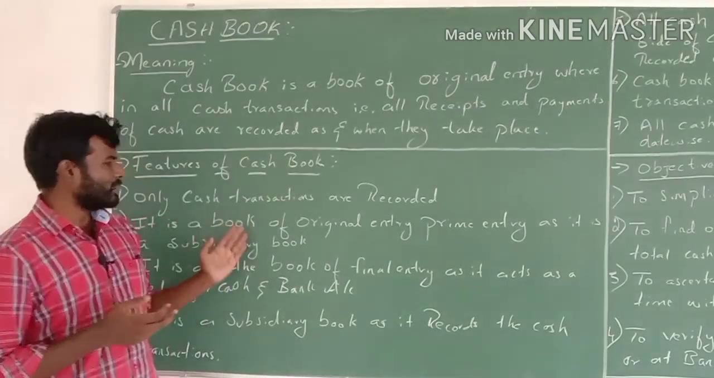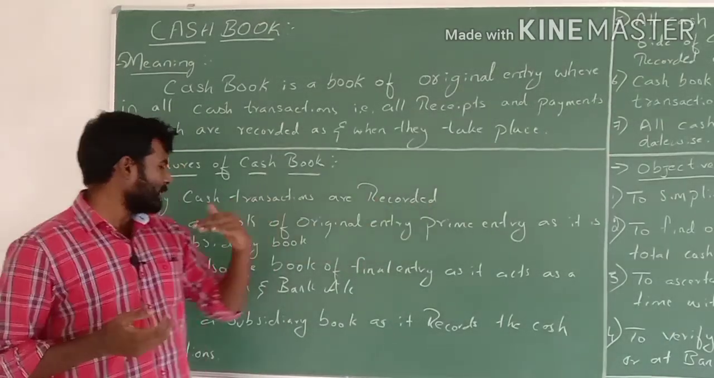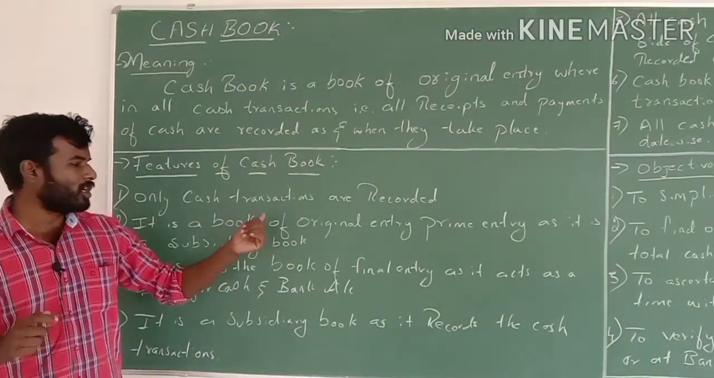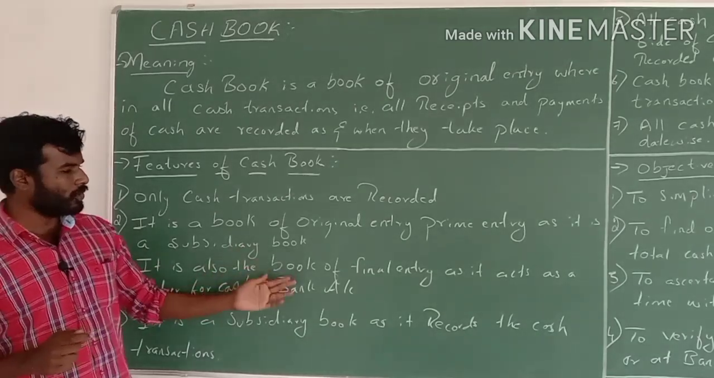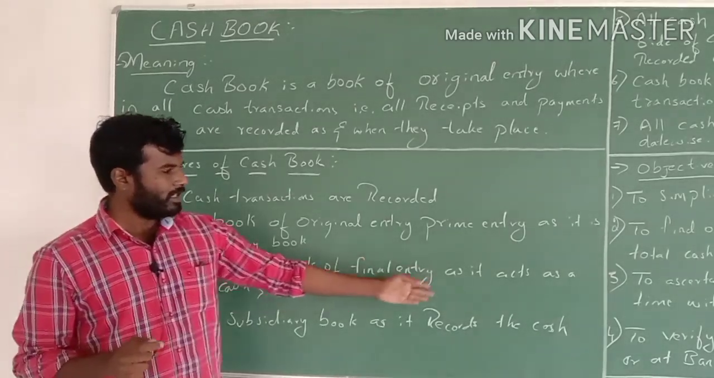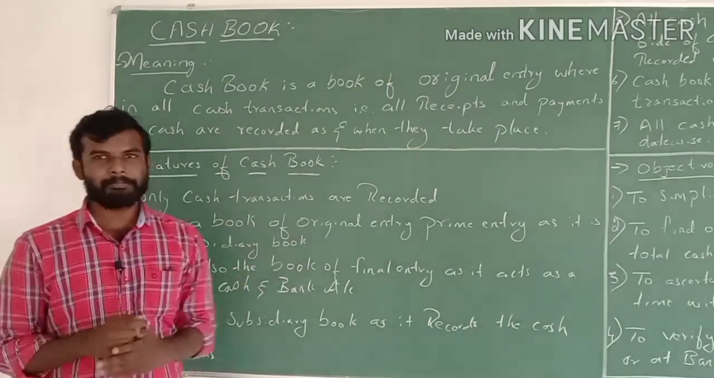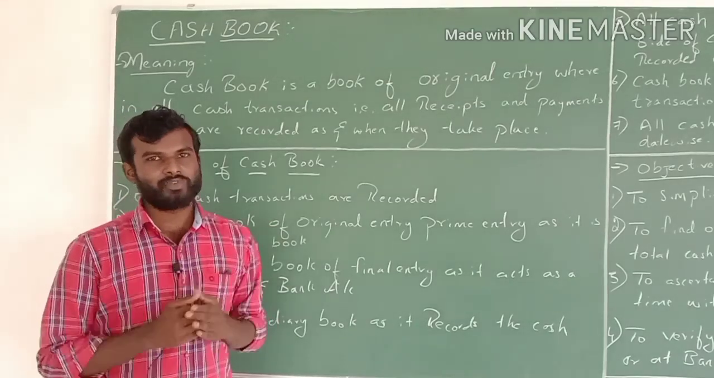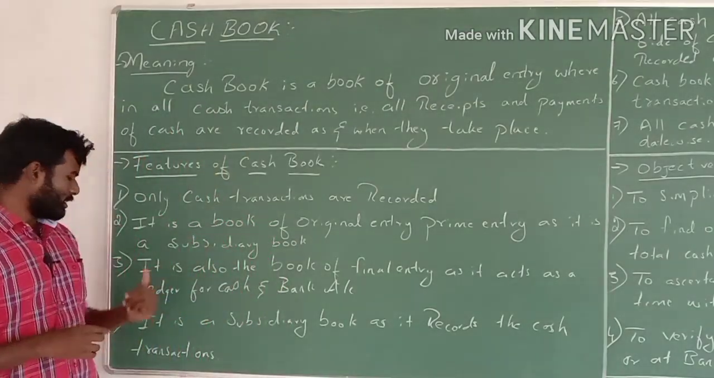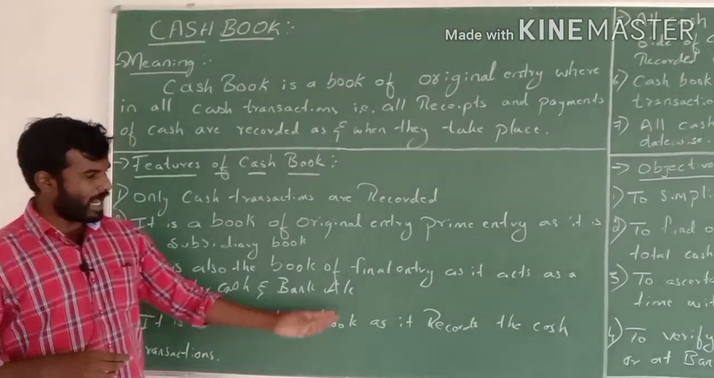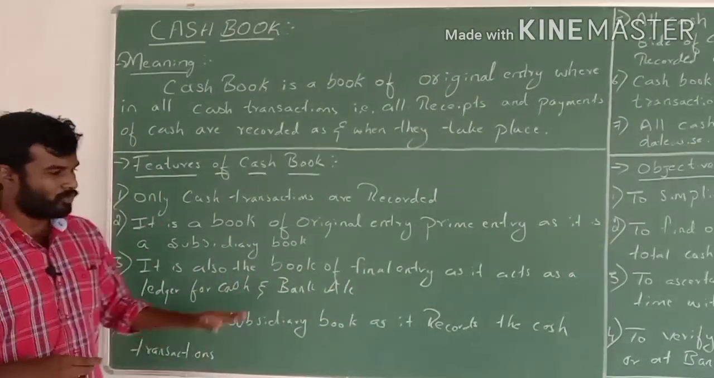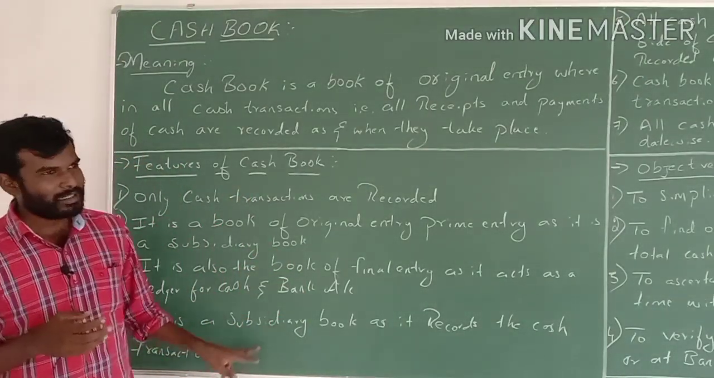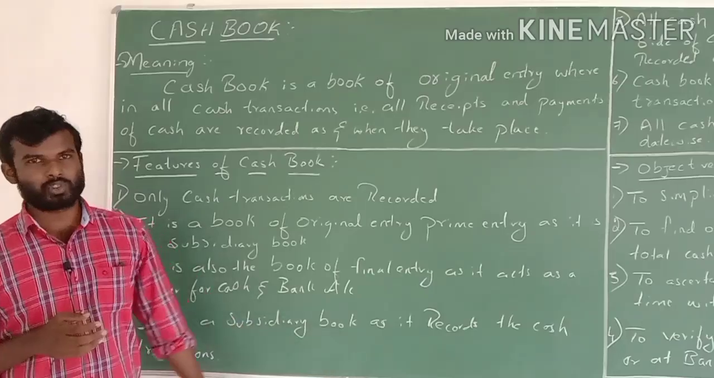So here also the same, it is a book of original entry or prime entry, as it is a subsidiary book, because cash book is a subsidiary book where the original transactions will be recorded for the first time. The next point is that it is also the book of final entry, as it acts as the ledger for cash and bank account. While coming to the problems, it will be known that it acts as a ledger for the cash as well as for the bank account. And the next point they have given is that it is a subsidiary book as it records the cash transactions. We know that a cash book records only the cash transaction, as it belongs to the group of the subsidiary books.